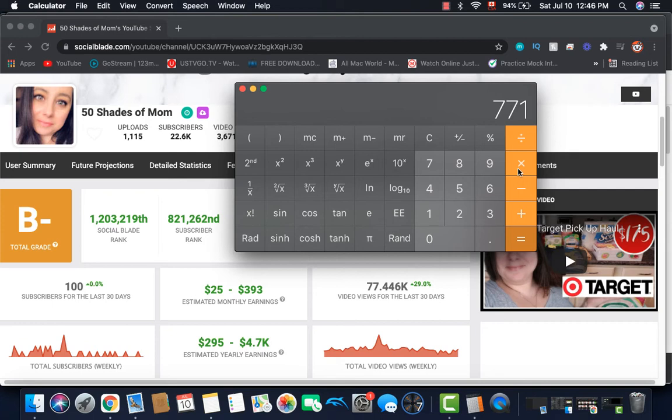Now annual revenue, and this is going to be an estimate, so the revenue is $771 multiplied by 12, and we get $9,252. Of course with this, YouTube gets a cut of the revenue. YouTube gets 45%, and this channel gets 55%. So in reality, you have to do $9,252 multiplied by 0.55, and you get $5,088.60.